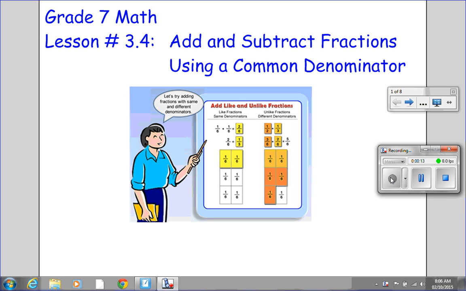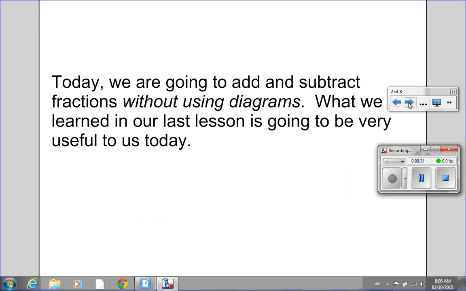So with this lesson, we're really moving away from using diagrams and pattern blocks and working with common denominators, as I'm sure you have done in previous grades. Again, we are going to add and subtract fractions without using diagrams. What we learned in our last lesson slash video, which was about finding the lowest common denominator, is going to be very useful to us today.